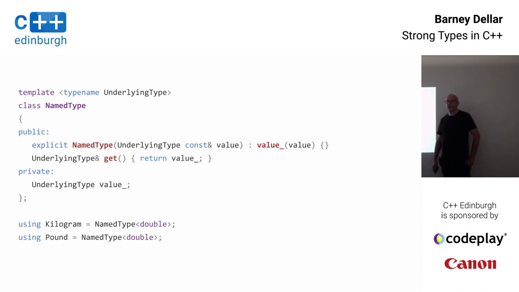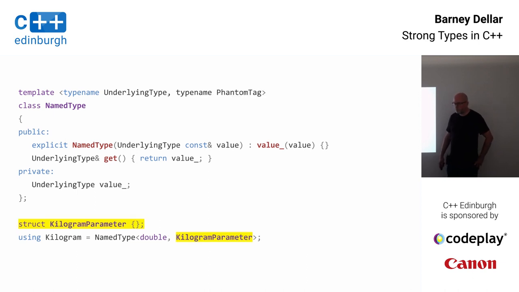To solve this, we need to use another parameter, not just the double, to distinguish one type from another. We want to parameterize the name type itself, and we do that with a template parameter. So, we need to use a type that's unique across the whole program. So we can do something like this. We just create a new type, kilogram parameter, and pass it in as the second template parameter to our using statement.